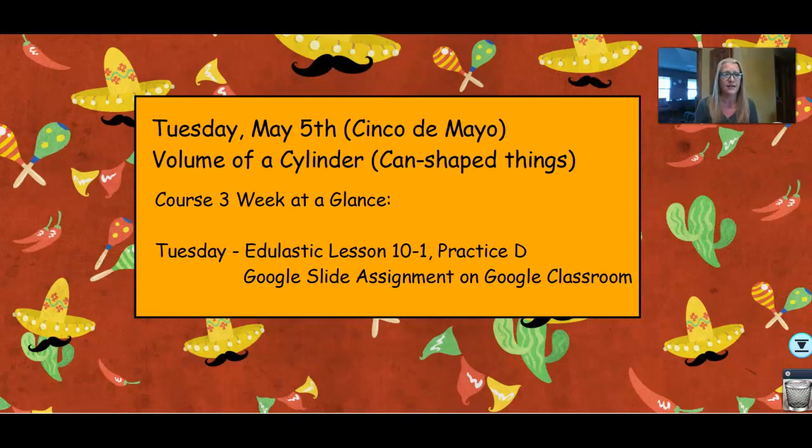We're continuing with can-shaped things, cylinders. It is Cinco de Mayo, so happy Cinco de Mayo.